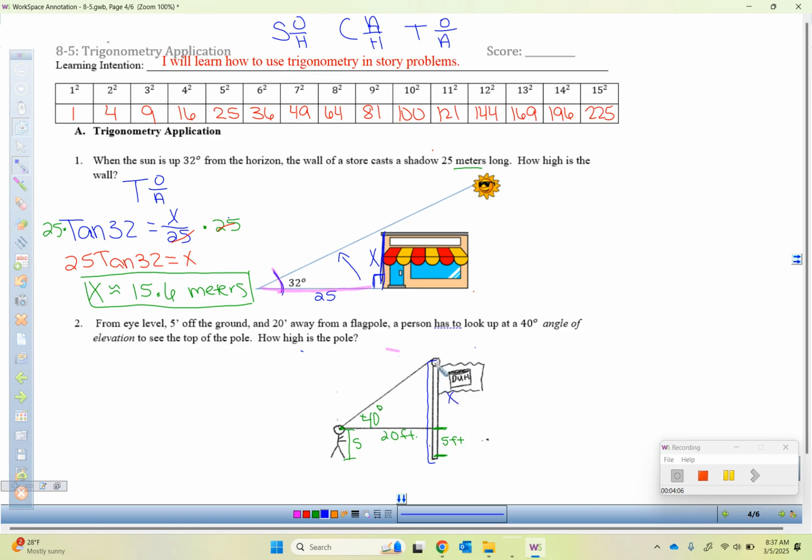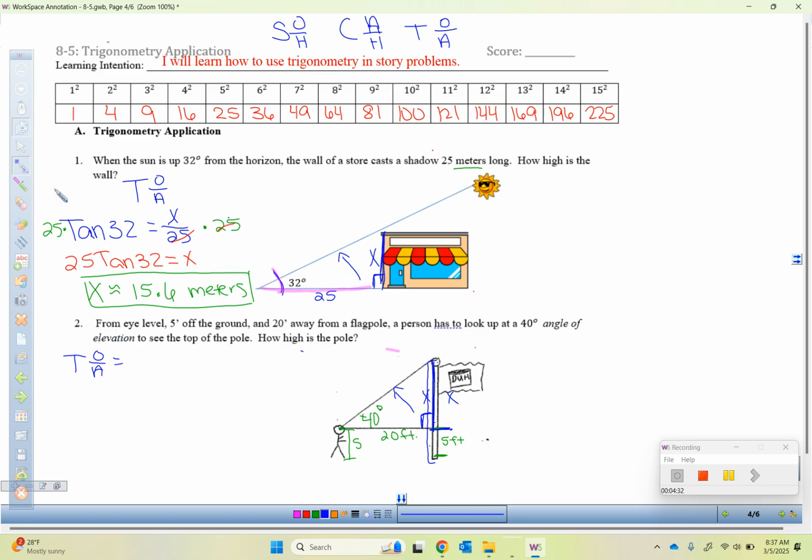So what can we do? Can we go ahead and find this height right here, and then add this part to it to find the whole height? Okay, so to find this x here, we would set this up. First of all, is there a hypotenuse? No. We know we're dealing with what? Tangent. Good. Opposite over adjacent.